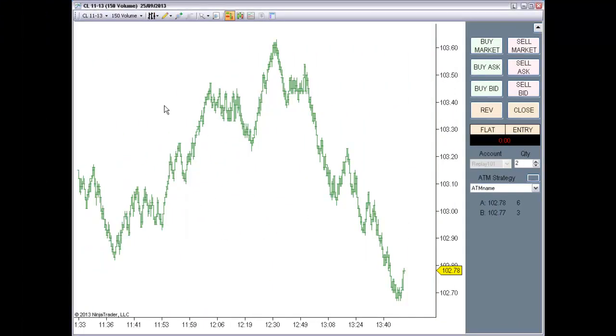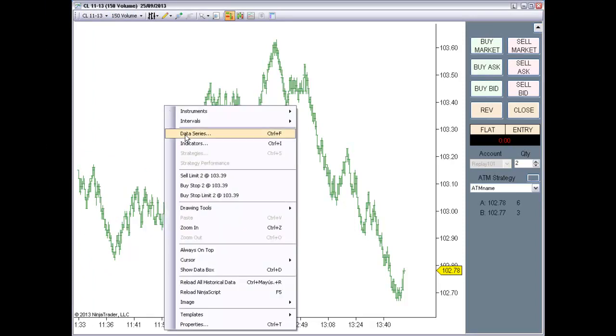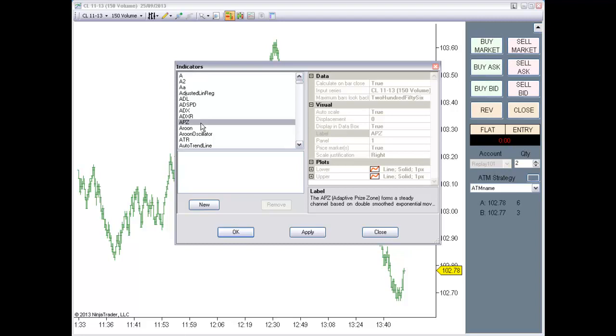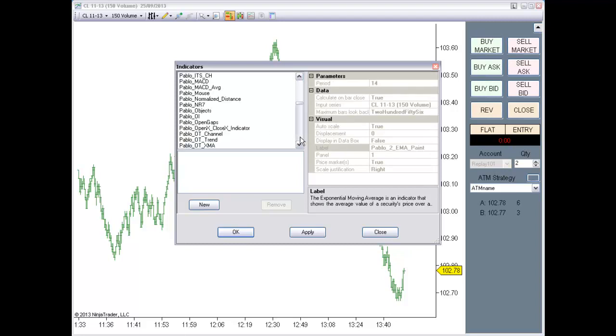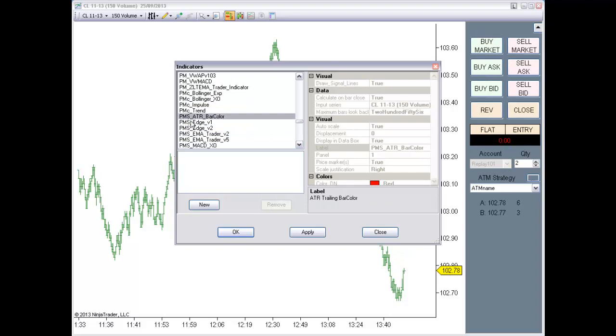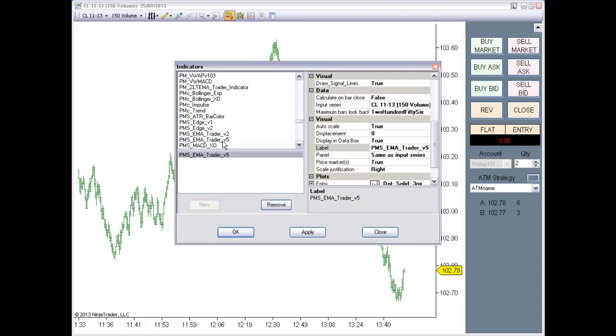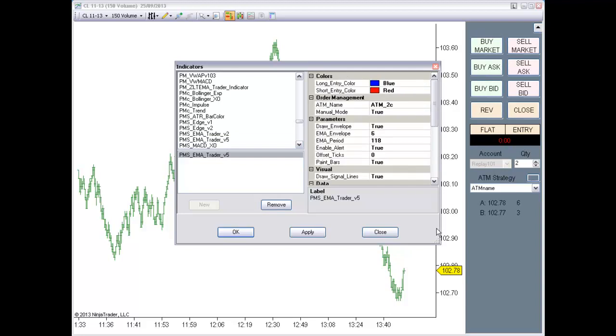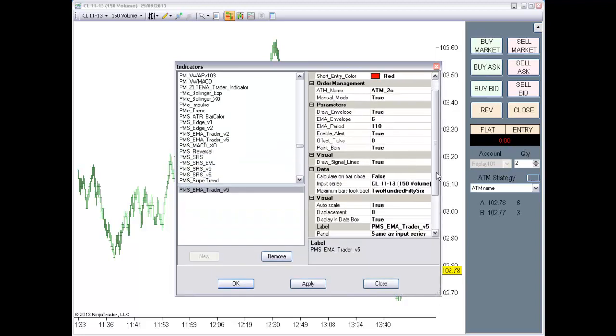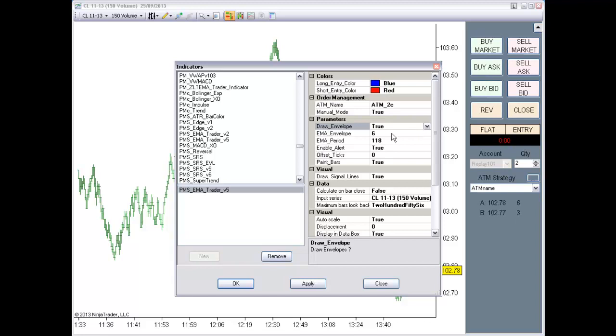This version is only one indicator. We can see the indicator is called PMS, all our semi-automatic strategies start with PMS. Current version is PMS EMA Trader version 5, and we can see most of the usual settings.